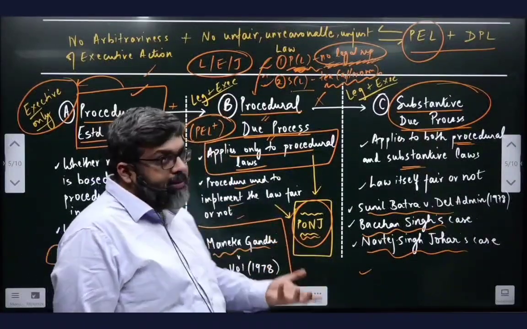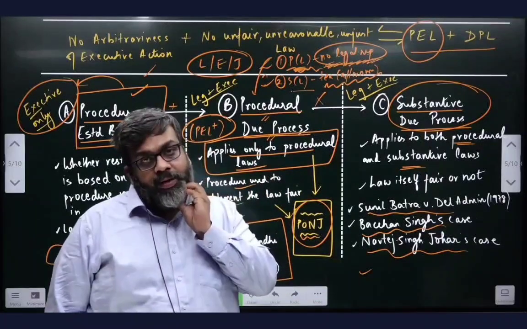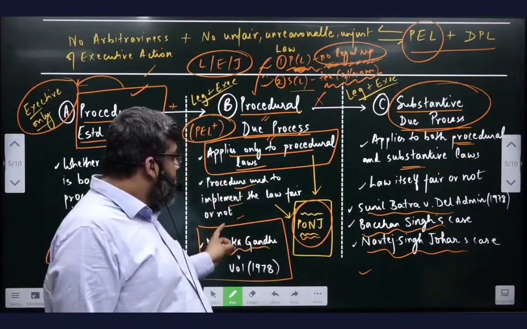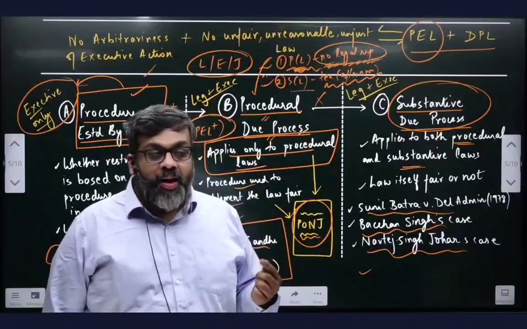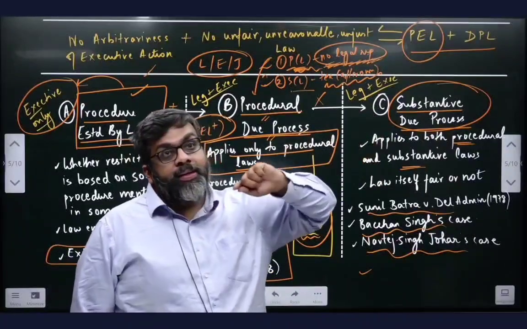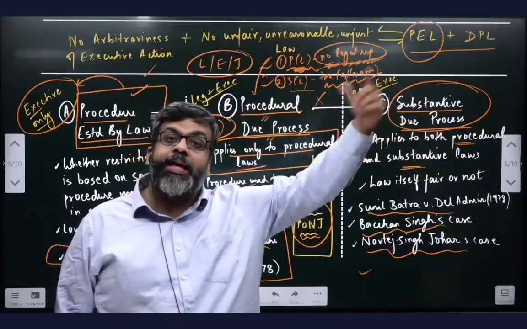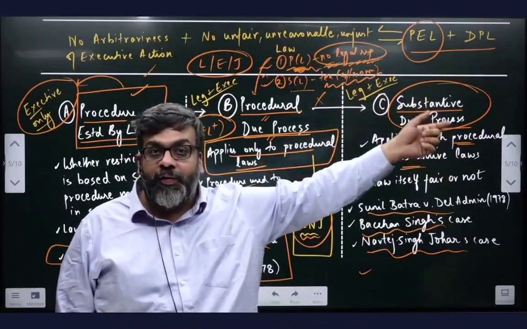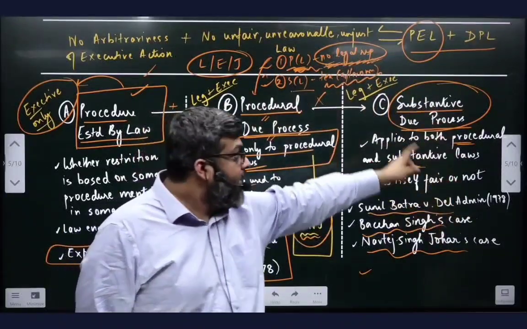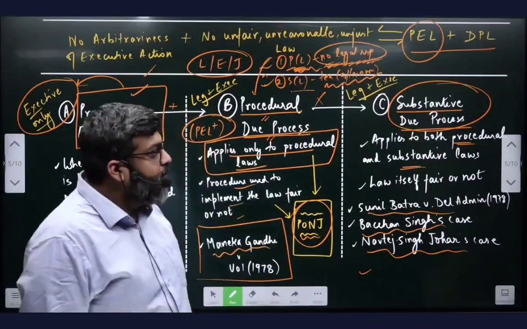That is, or let's say issues with the NIA Act, for example. So your issue would be with procedure. But if you're questioning whether the Unlawful Activities Prevention Act's powers to declare an organization to be unlawful is fair law or not, that would be substantive due process of law.